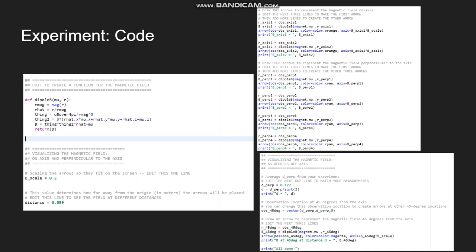Experiment code. Here is the code for the model. Here we can see the function used to calculate the B field. We also have arrows representing the B field at certain points around the dipole, such as on axis and perpendicular. The final snippet of code represents the observational point that is at an angle 45 degrees away from the dipole.